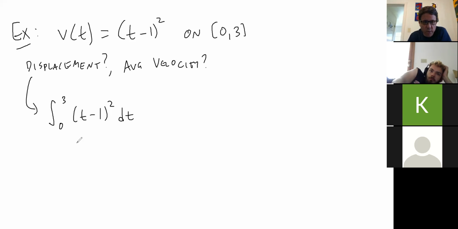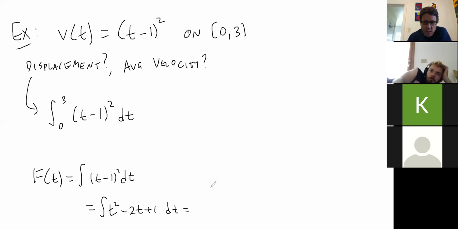So there's two ways to do it. One is to come down here, and my capital F will be the antiderivative of (t minus 1) squared, which is, if you want to multiply it out, you can: t squared minus 2t plus 1. Make sure when you square this out, you do it properly, with the distributive property. And now I can do each one. So that's t cubed over 3, or 1/3 t cubed. The integral here is t squared and t.